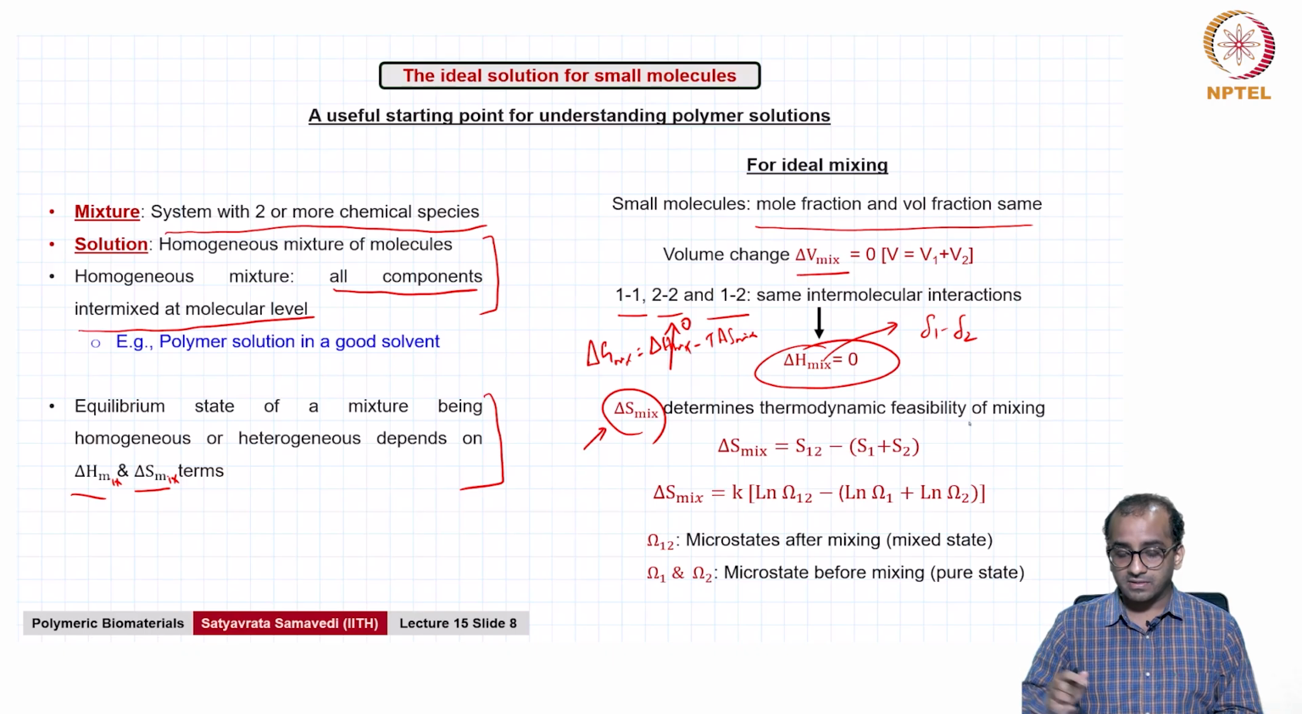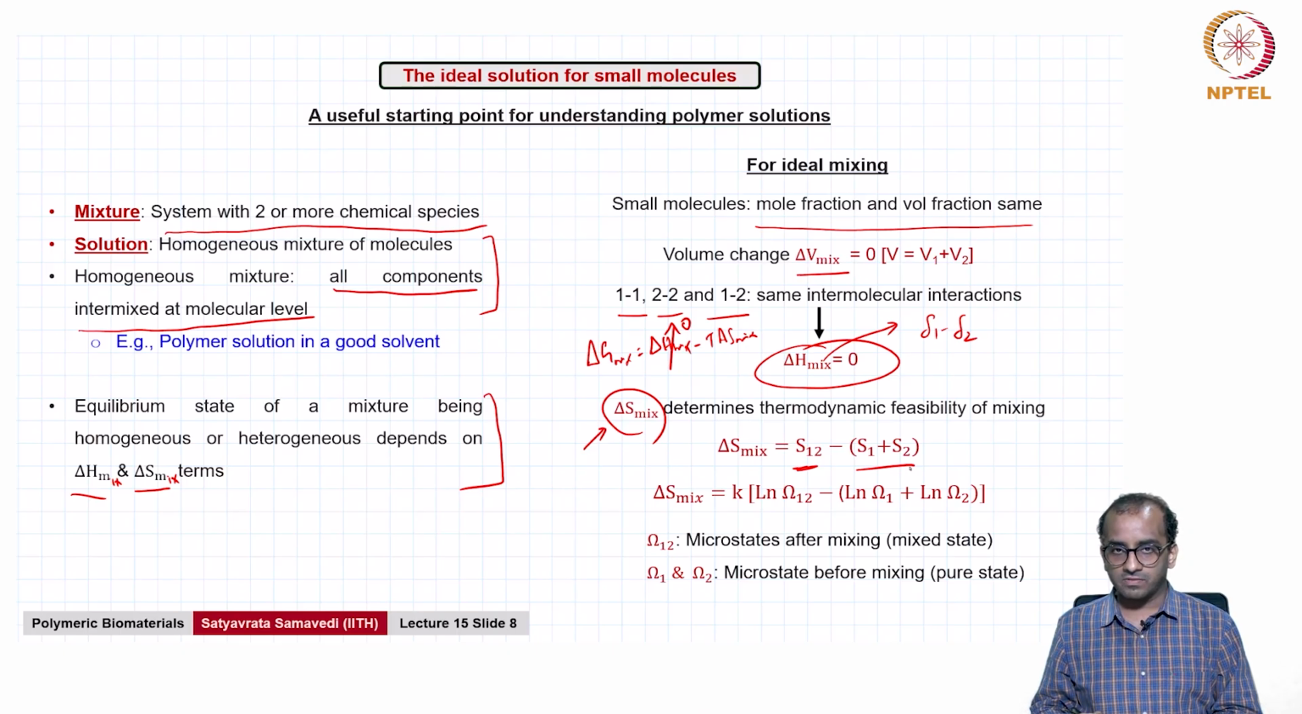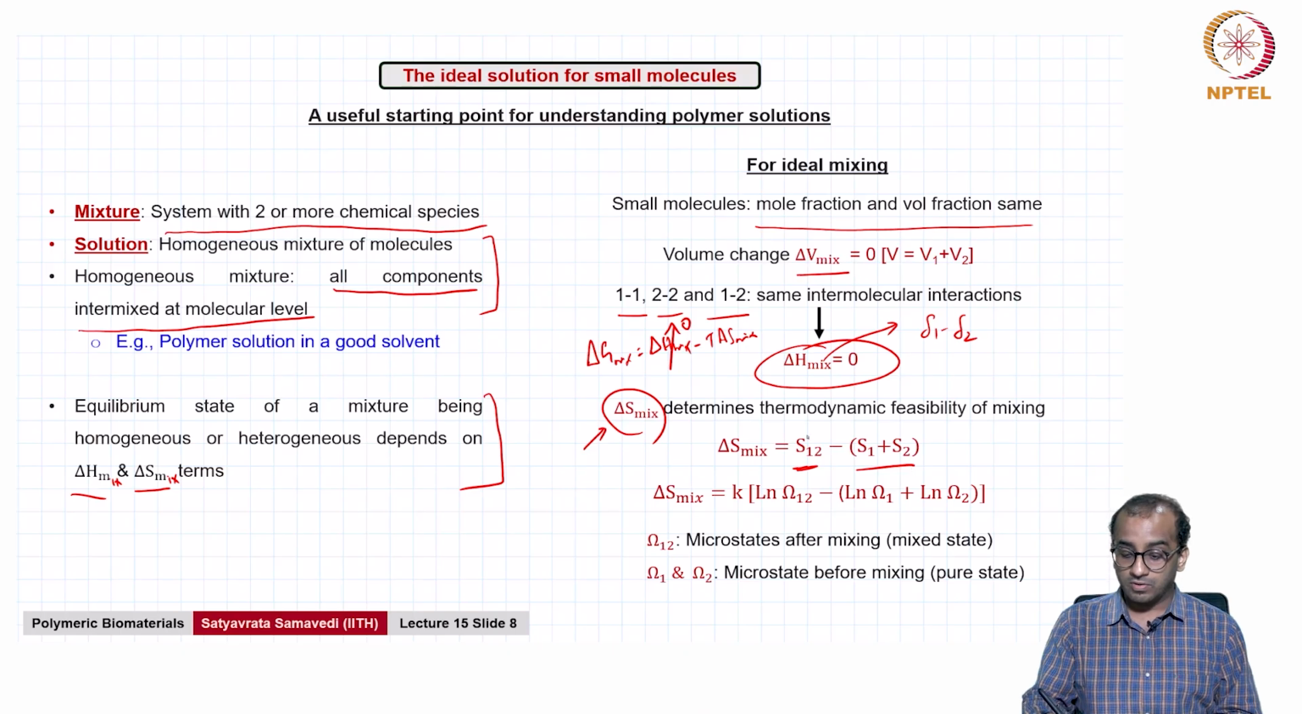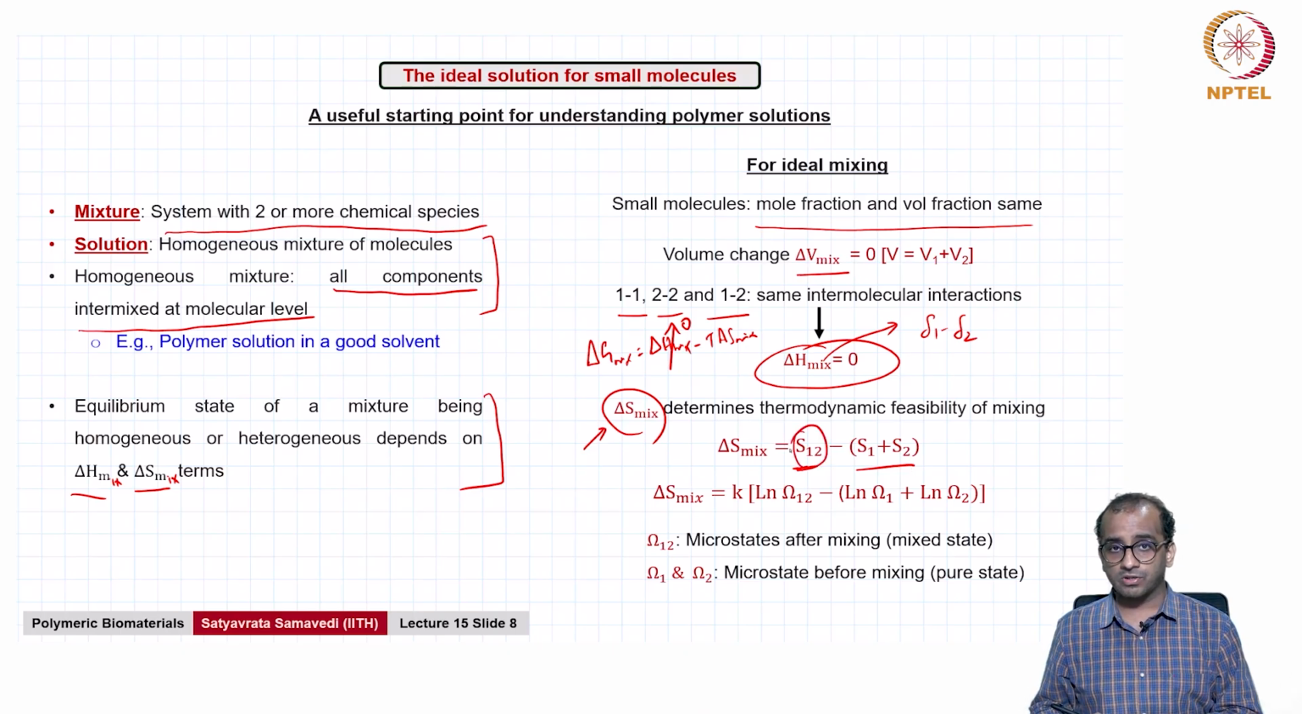And delta S mix is given by S12 minus (S1 plus S2). This is very common in thermodynamics, where the change is given by the after minus before. So, S12 represents the entropy of the system in the mixed state, S1 represents the entropy of system 1 before mixing or pure state, S2 represents the entropy of system 2 before mixing in the pure state.